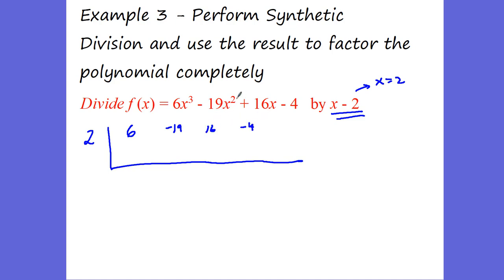Now remember, if we didn't have this x squared, we would have to put a 0 here. Okay, so just keep that in mind. We'll see that in the next example. And so this is how you do synthetic division.